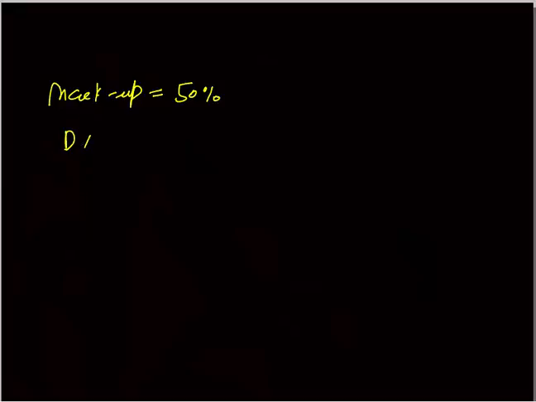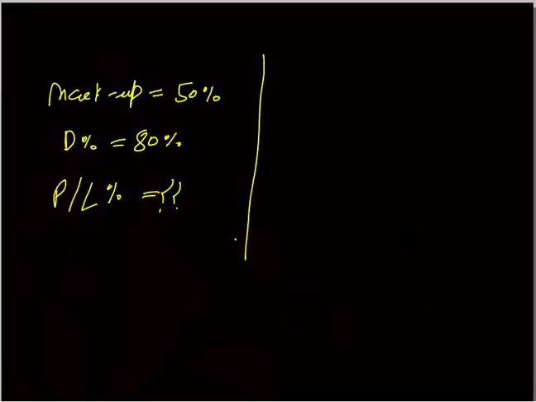Now let's say markup is given to you. Markup is given to you as 50%. Discount percent is given to you as 80%. Find profit or loss percent. That is what you need to calculate. Now in such kind of question, you can assume the cost price as per your convenience. Let's say initially my cost price was 100. Now markup is given to me as 50%.